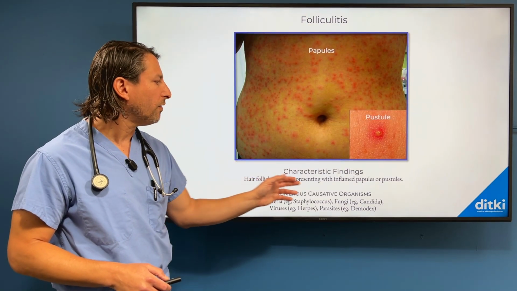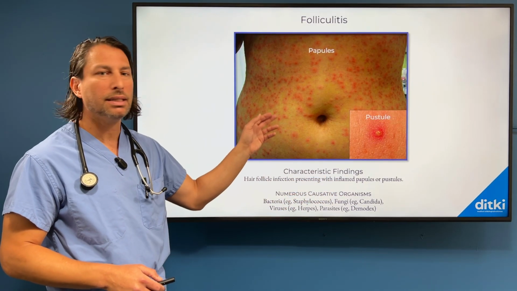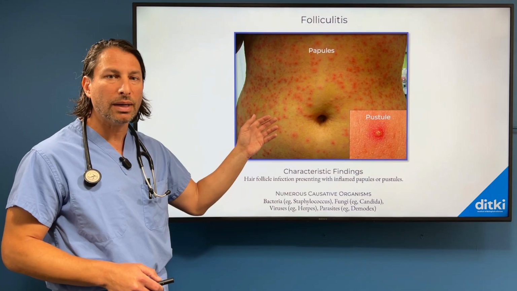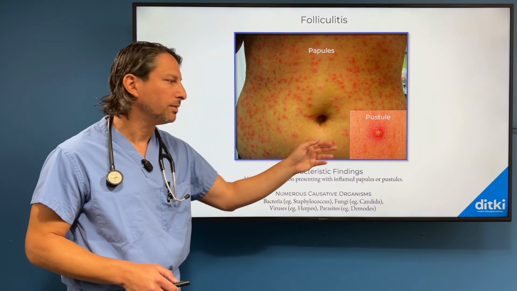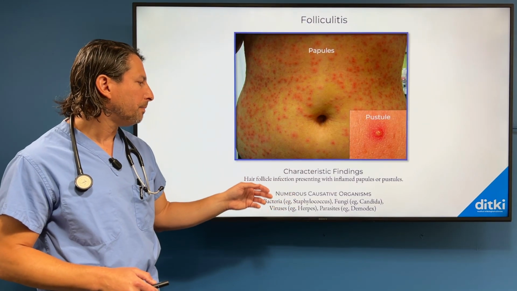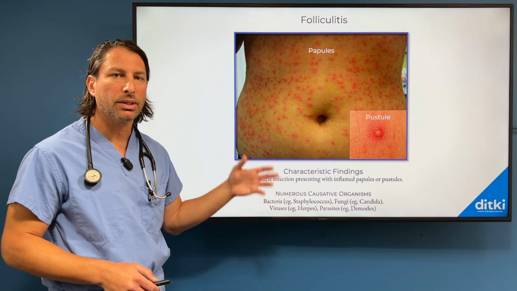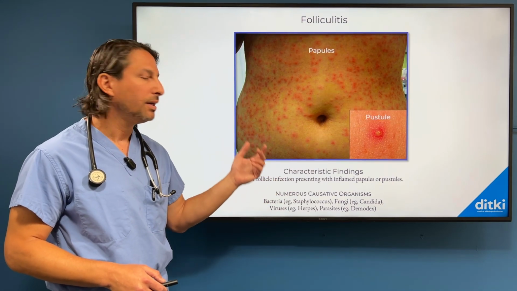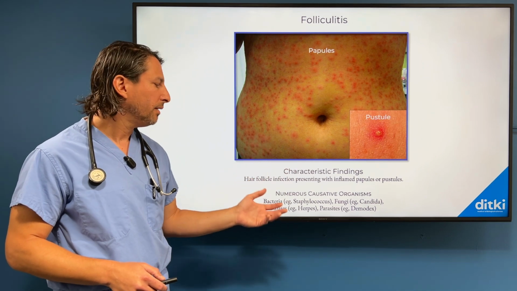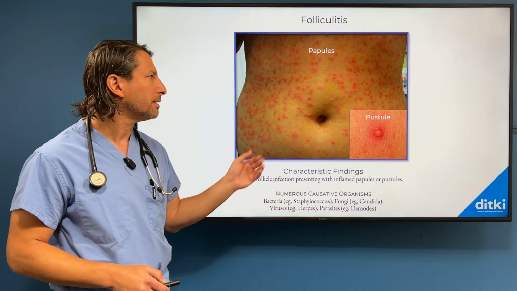Folliculitis, this is hair follicle infection. It can develop with papules, as we see here, these solid, elevated, raised lesions here, or pustules, which are pus-filled raised lesions. There's numerous potential microorganisms that can cause folliculitis, bacteria such as Staphylococcus, fungi such as Candida, viruses like herpes, and then parasites such as the mite.